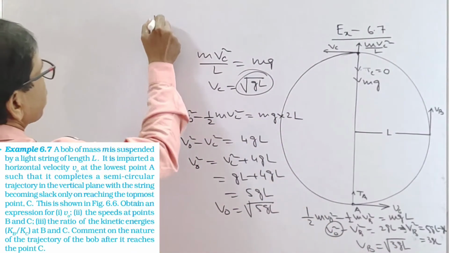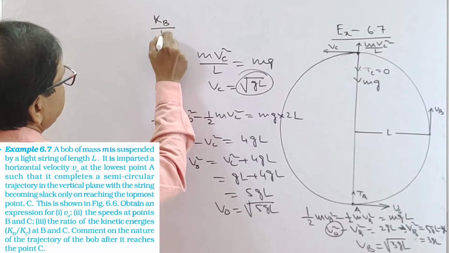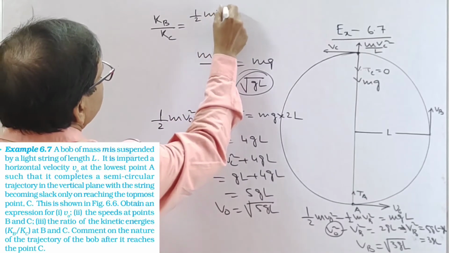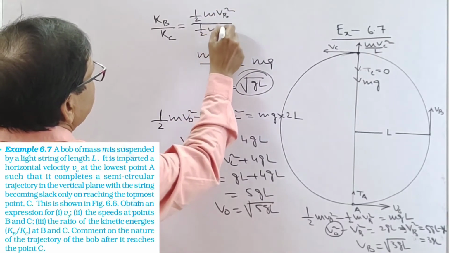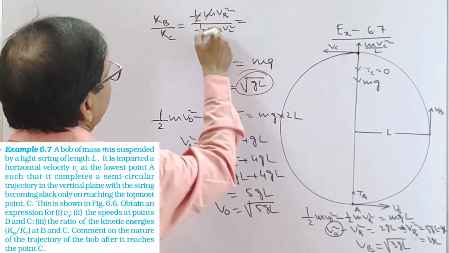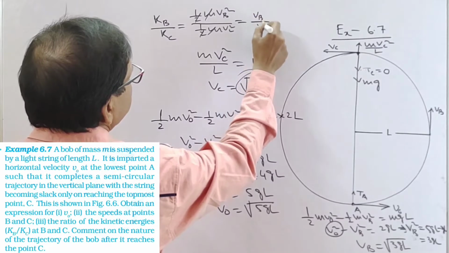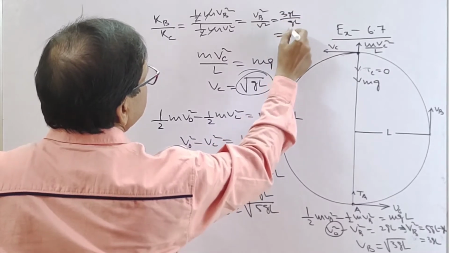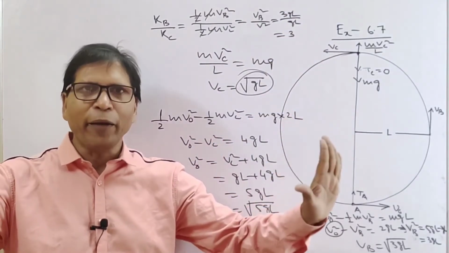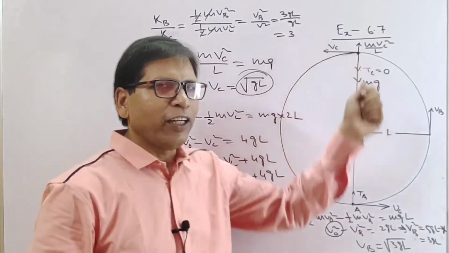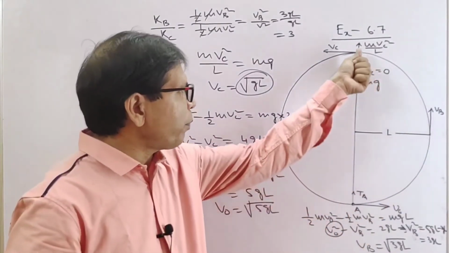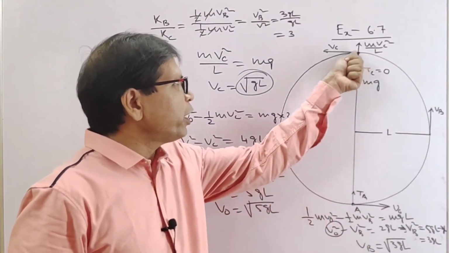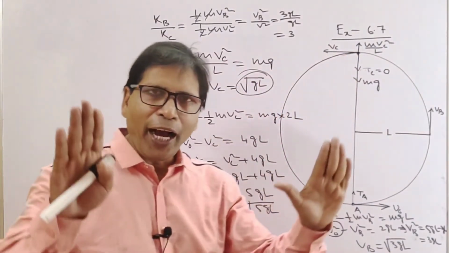Okay. Now we have to calculate the ratio of kinetic energy at B and at C. That is half m Vb square by half m Vc square. Look at this, the half m cancels out. So this is Vb square by Vc square, which is 3gL by gL. So this is 3. Okay. Now the last question. What happens to the motion of the particle after C? After C, the particle remains in the circular path. If the string is cut, then it executes projectile motion from a height.